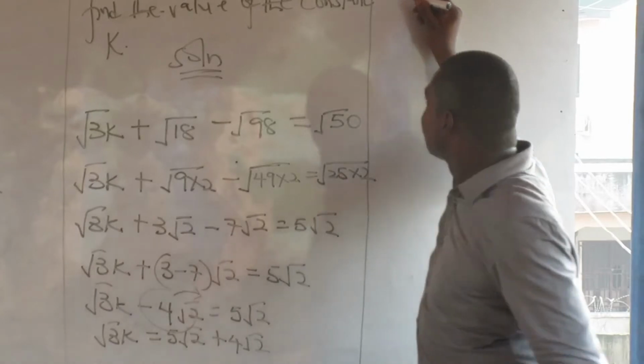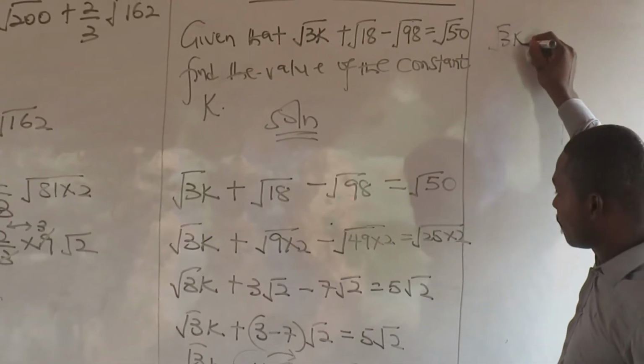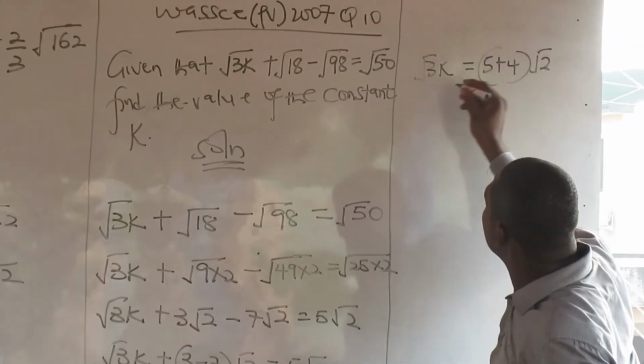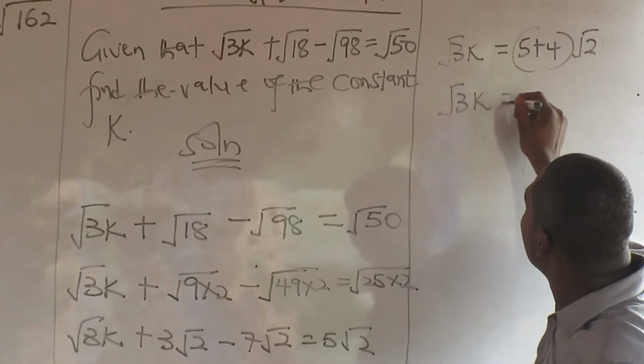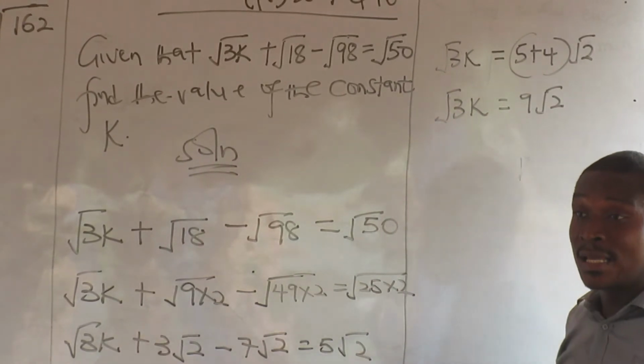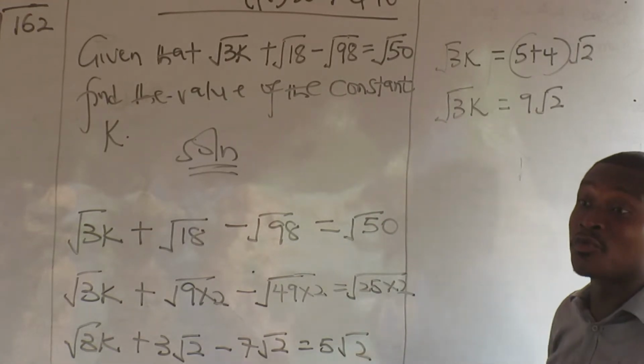Now over here, root 3k equals 5 plus 4 all root 2. Root 3k equals 9 root 2. Wow. I've been asked to find k. Look at where k is hiding. It is in a shell. That is a square root, right?